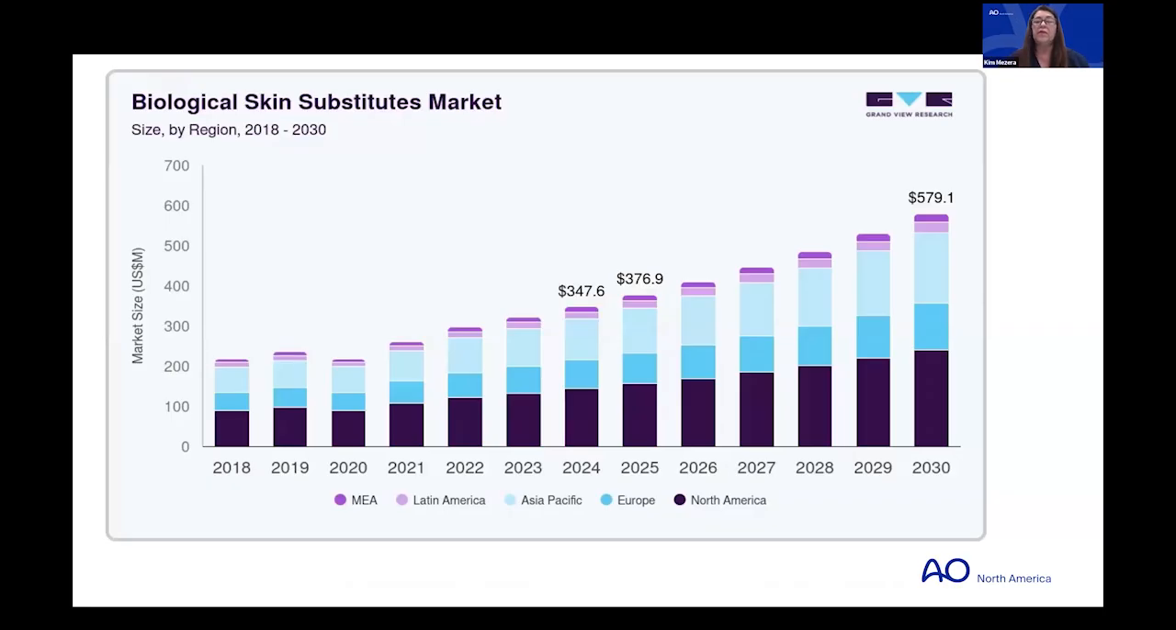And looking at where in the world most of these skin substitutes are being utilized. The dark purple at the bottom here is North America. So you can see that market has grown consistently and is projected to keep growing to 2029. And then Asia Pacific, which is the lighter blue aqua color here, is probably the second largest growth market for skin substitutes.